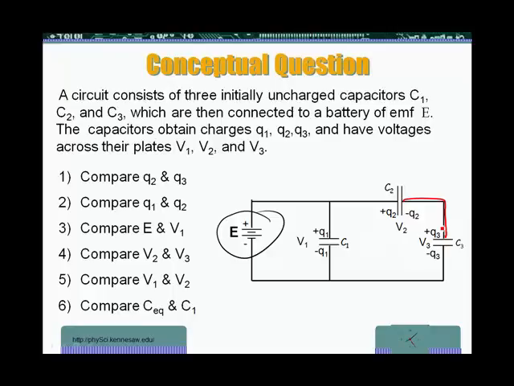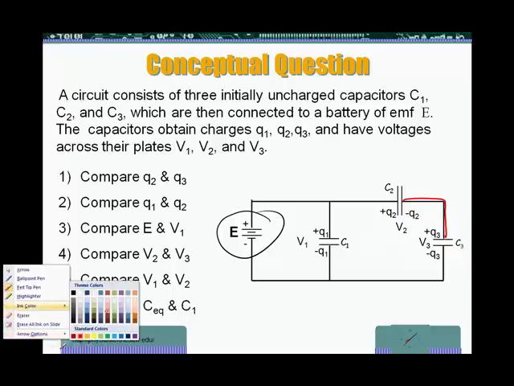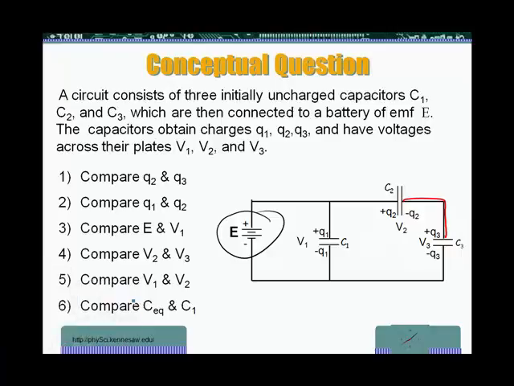Since they are in series, we know that no charge can enter or exit the segment that I designated here on red, which tells us that the charge Q2 here should be equal in magnitude to the charge Q3. The two charges have to be equal. Okay, so Q2 is equal to Q3.